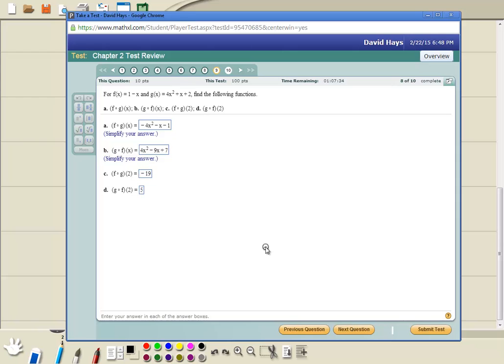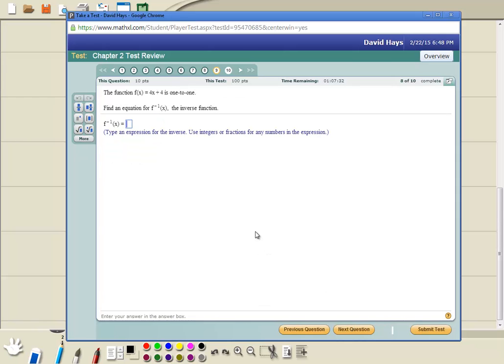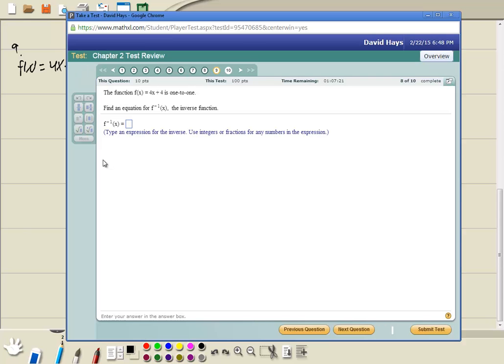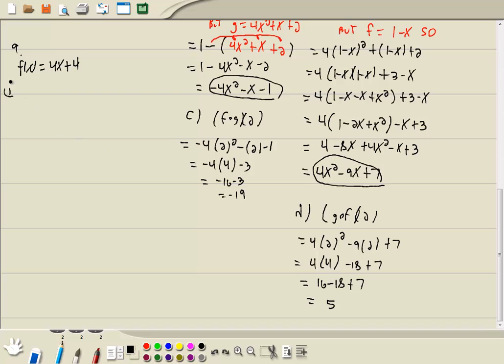And next question. 4x plus 4. And it says to find the inverse. Okay, first step. Replace f of x with y. Second step, interchange x and y. So we got x is equal to 4y plus 4. Third step, solve for y.